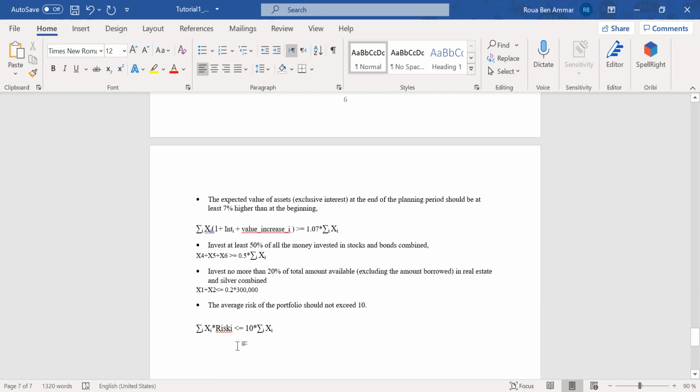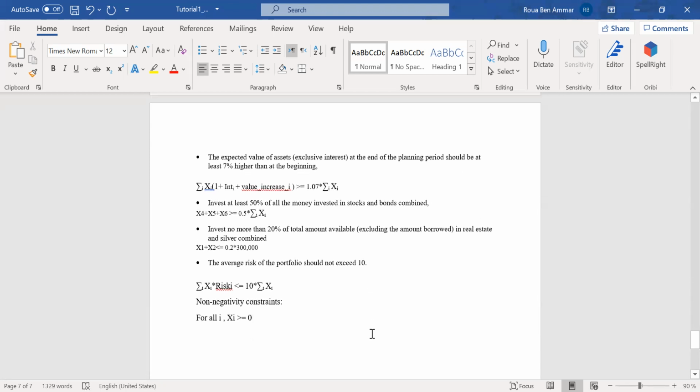What's left is only the non-negativity constraint. We don't need the integrality here. So for all i's, xi is greater than or equal to 0. Is this exercise clear? Yes, miss. Okay, we can move on to the next one.